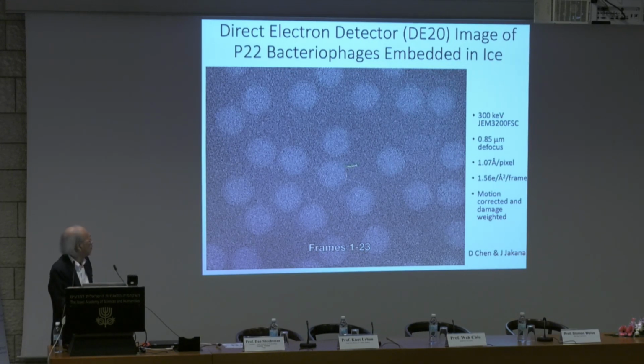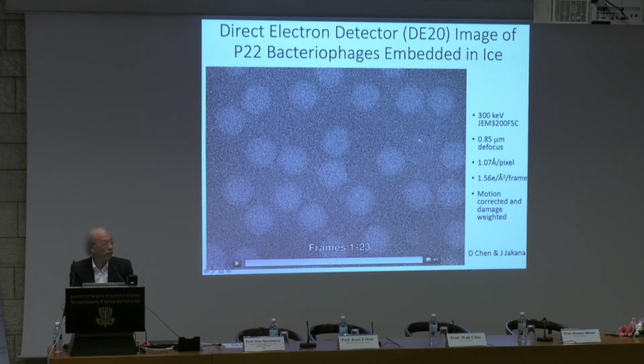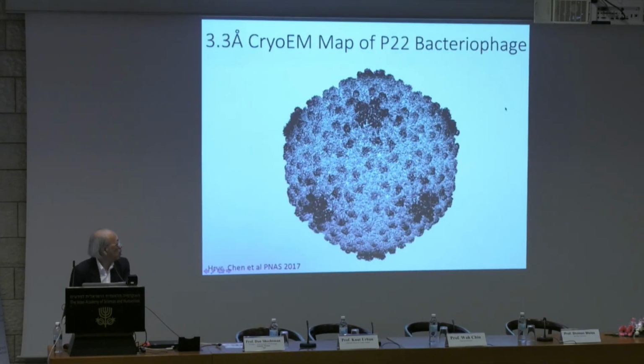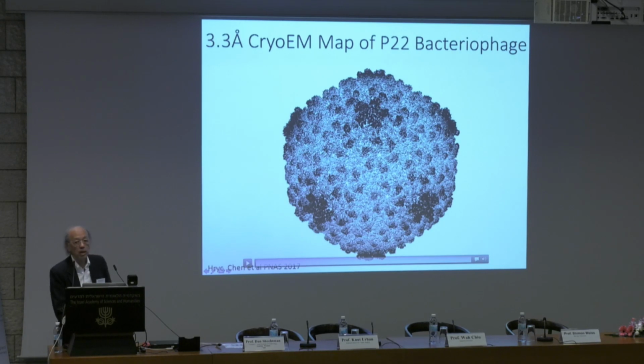So as you can see, there are 23 frames added together, and these images are still very noisy. These images look different from these. They are basically the same objects, but they look different because they are oriented differently in the ice. So the next step of the image processing is to recognize what the orientations of these particles are. By combining something like 20,000 particles, we are able to generate this map at 3.3 angstrom resolution.